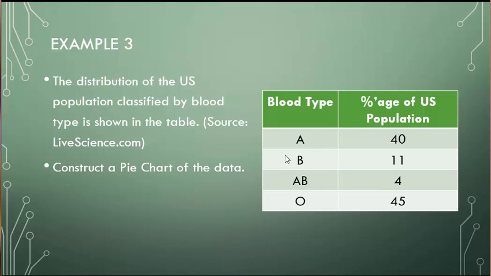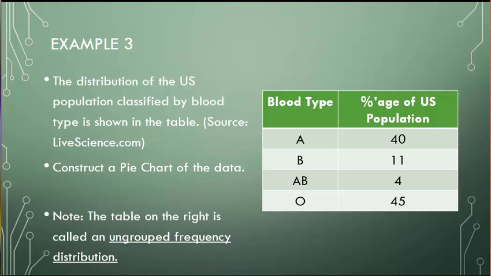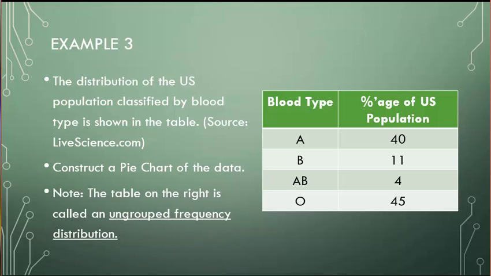And let's make a note here, and this is a pretty important note. This kind of table that we see has a name. It's called an ungrouped frequency distribution. All right? Whenever we see the word distribution in statistics, we mean a table. So this is simply a frequency table. And it's ungrouped because we have qualitative data, and we'll talk more about a grouped frequency distribution in the next section.